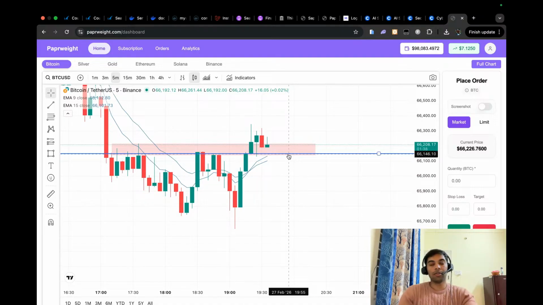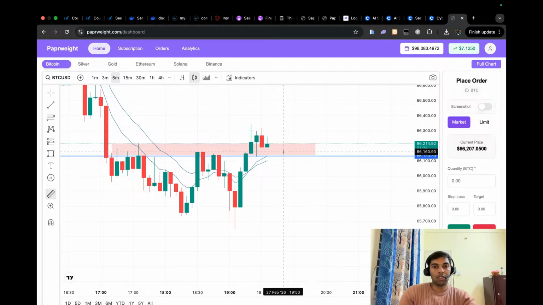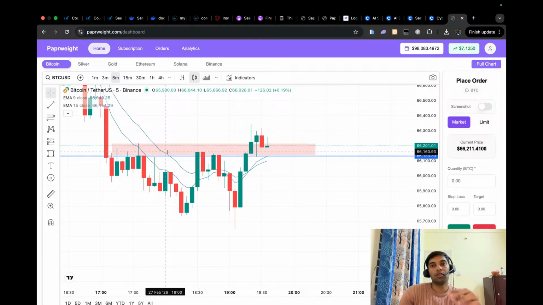Remember, our selling in Bitcoin is below this area, this candle. All right. So we will wait for our price action, because there is much target to take on.